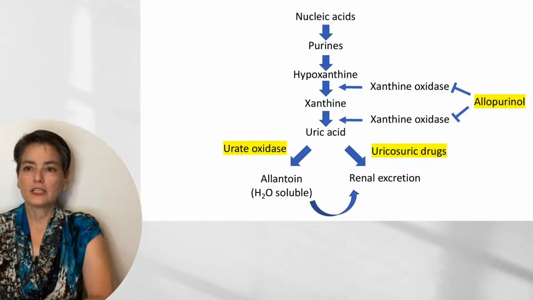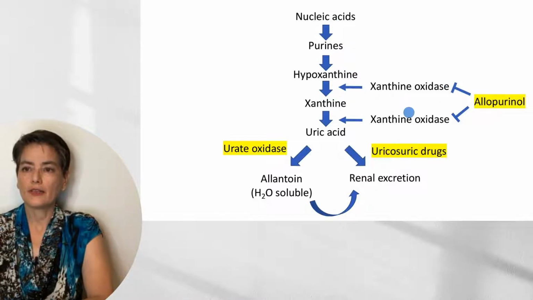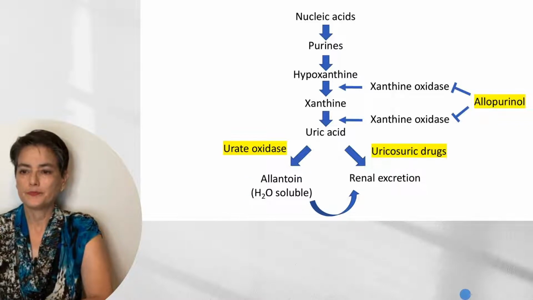So let's put this all together. Going back to what we discussed earlier, we have our nucleic acids to our purines to our hypoxanthine. Using our allopurinol, we're going to block xanthine oxidase, causing a buildup of hypoxanthine and/or xanthine, which can be more easily excreted because they don't deposit in the joints. We can also use our uricosuric drugs to result in renal excretion, and urate oxidase, which will take uric acid to allantoin, which is water soluble.